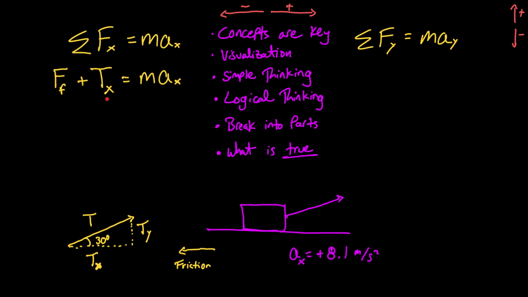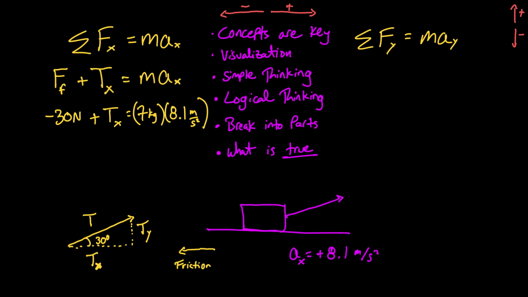Horizontal tension, do I have that? No. So I would want to solve for that. The mass of the object, do I have that? Yes. And then the acceleration horizontally, do I have that? Yes, it was given. So let's go ahead and plug it in and see what happens. So negative 30 newtons plus my horizontal component of tension must equal 7 kilograms times positive 8.1 meters per second squared. Great. Now we'll solve for this.